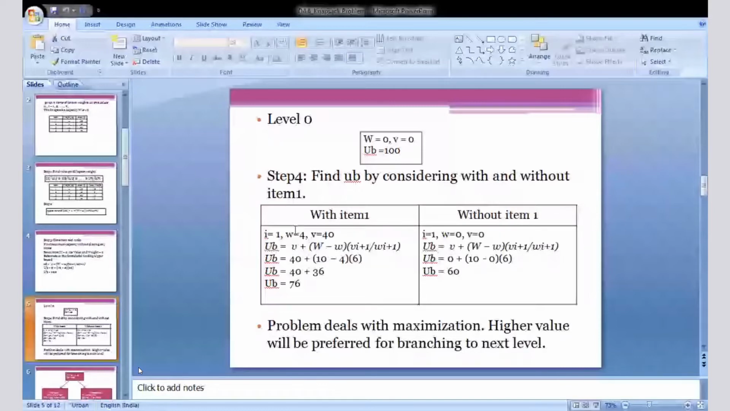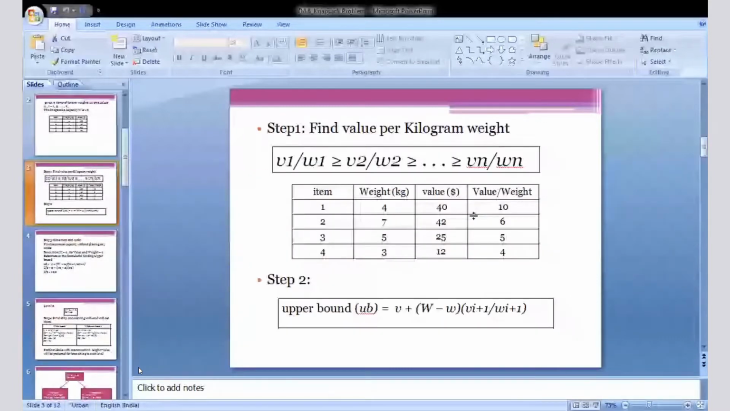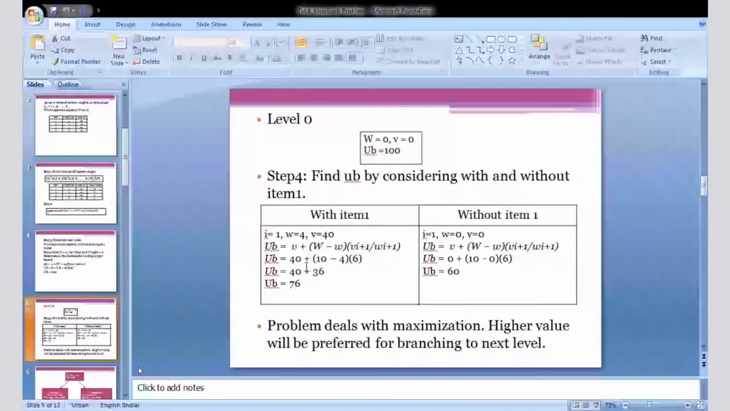In calculating this upper bound, I'm just going to replace everything. In V(i+1), W(i+1), that means here the value is 1. Here we are going to consider the next item's value per kilogram. Note this point, we are not going to consider item 1's value per kilogram of weight. We are going to consider item 2's value per kilogram of weight. That means this value is going to get substituted and the upper bound value is 70.